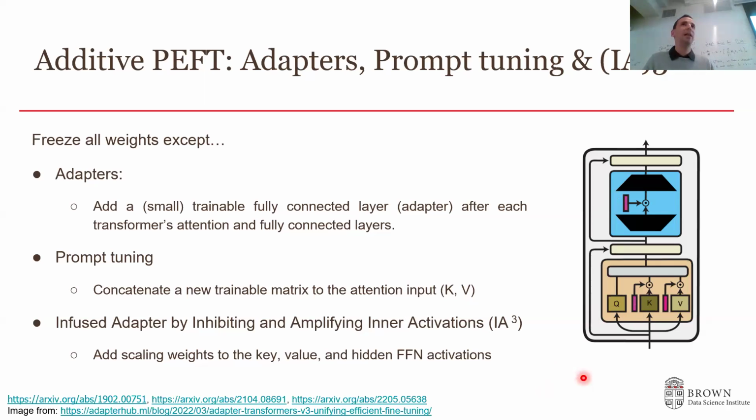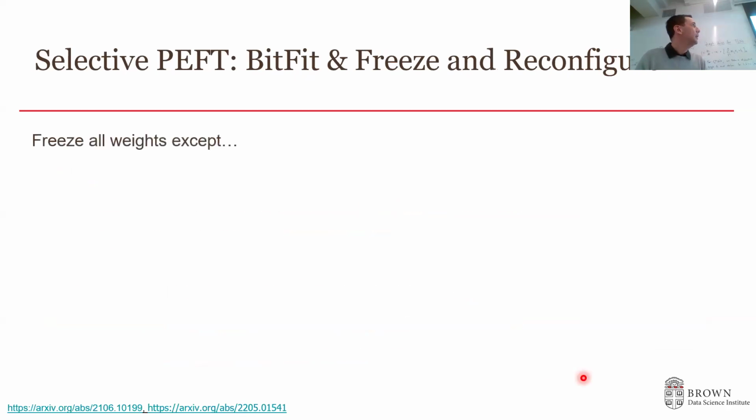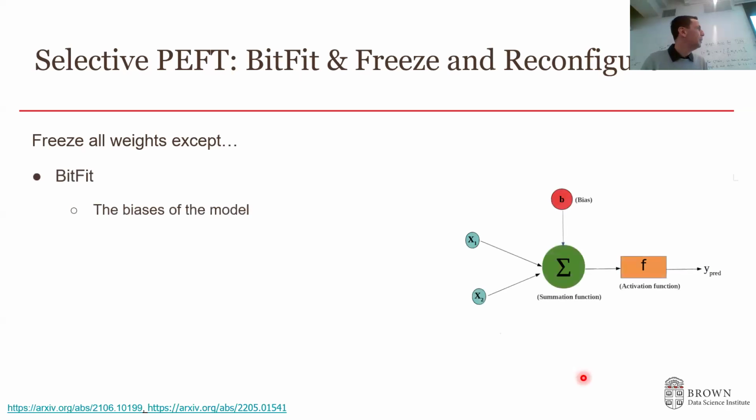So this is the concept of adding things to a network and training only those things. The selective approach is that we freeze all the weights but only train some part of it. For example, BitFit suggested we only train the biases. That's it. I know it sounds weird, but they show it works, at least on small scales.